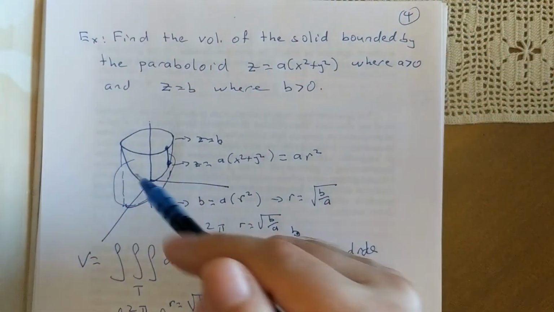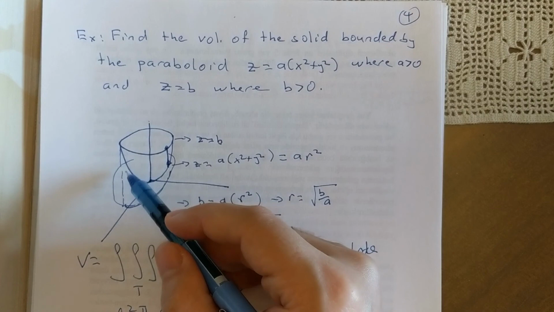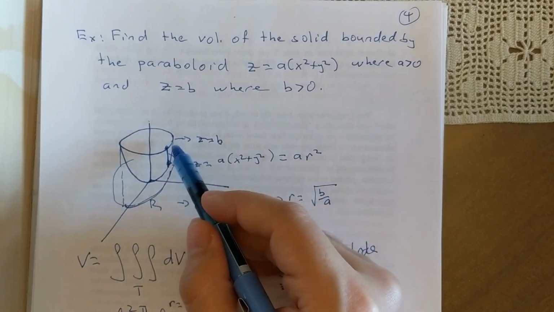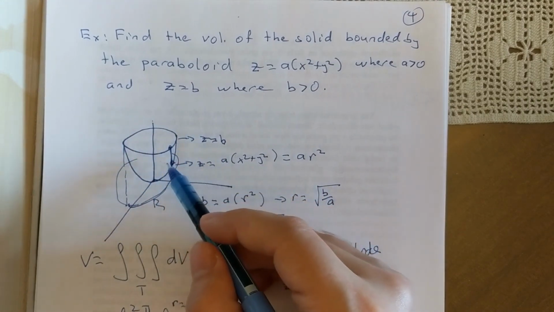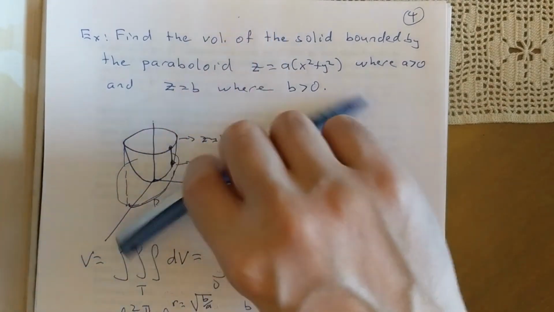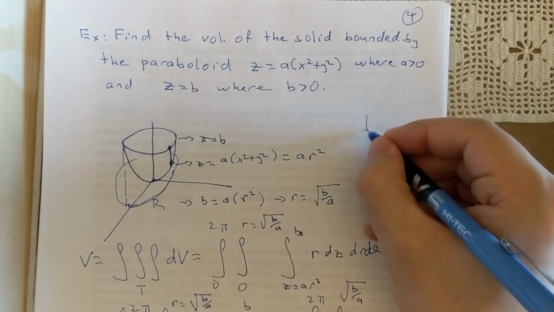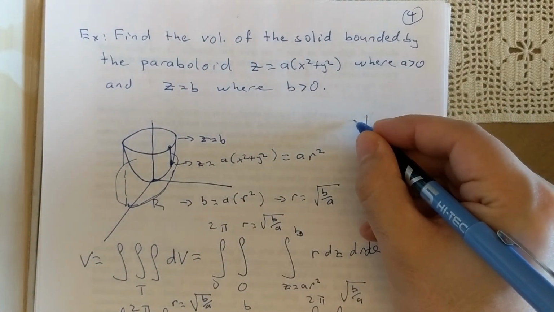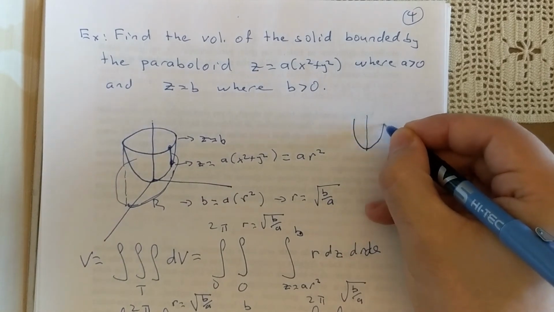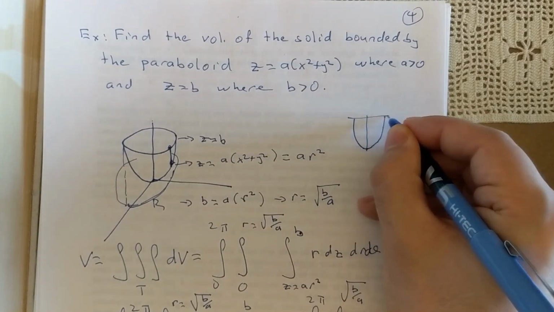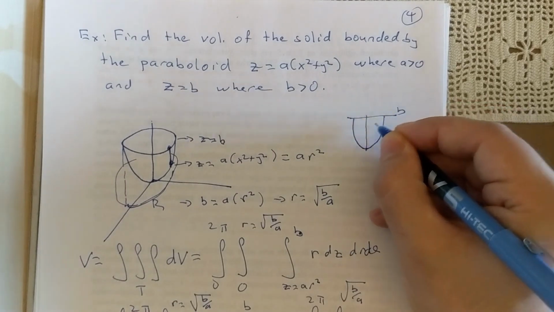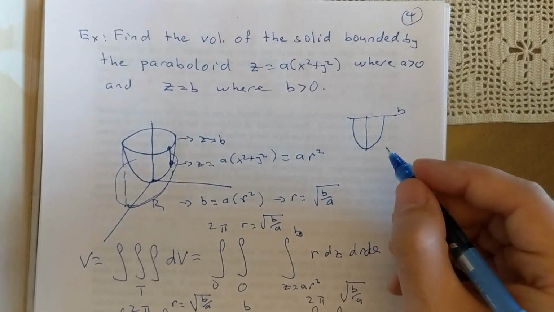Okay. So I try to draw this. The paraboloid looks like this. We're cutting it off at the height b. We want to find the volume of this 3-dimensional shape. Okay. So if you look at the two-dimensional version of it, from the side, it's going to look like this, and this height here is b. Okay, so we want to calculate the volume of this.